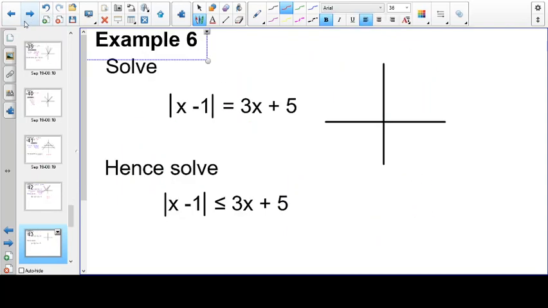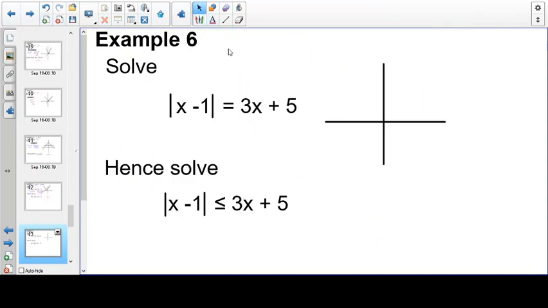Okay, last one. Modulus x minus 1 equals 3x plus 5. So if we draw in modulus x minus 1, gradient 1, y-intercept minus 1, might look like that, but it's going to stop there and then reflect back up.